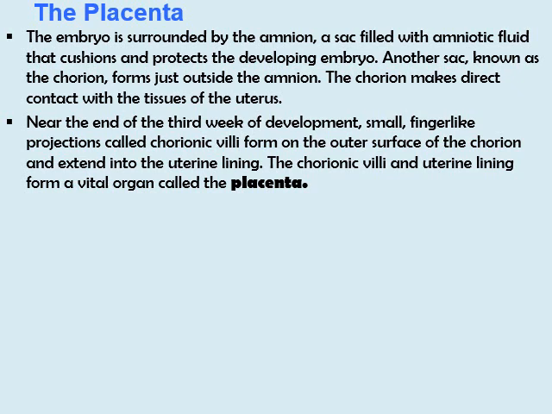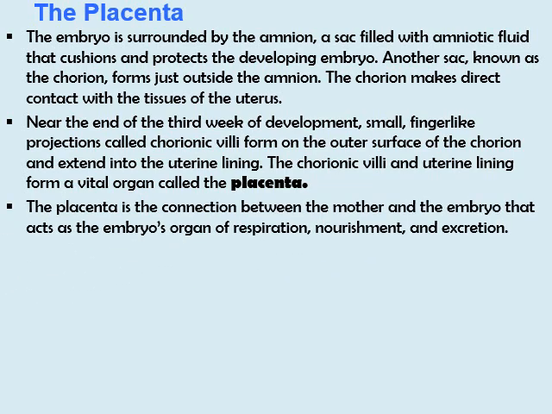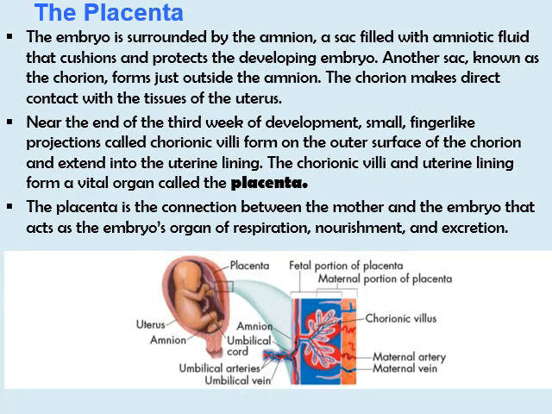Near the end of the 3rd week of development, small finger-like projections called the chorionic villi form on the outer surface of the chorion and extend into the uterine lining. The chorionic villi and the uterine lining form a vital organ called the placenta. The placenta is the connection between the mother and the embryo that acts as the embryo's organ of respiration, nourishment, and excretion. As you can see in this structure, the placenta envelops the developing fetus, and it is made from both fetal tissues and maternal or mother tissues.